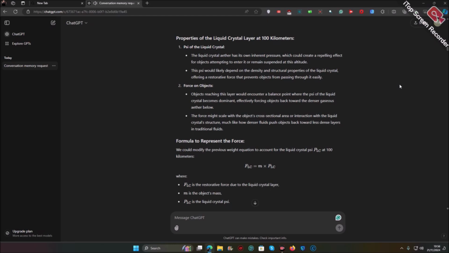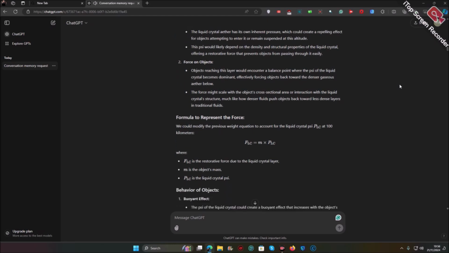2. Force on objects. Objects reaching this layer would encounter a balance point where the psi of the liquid crystal becomes dominant, effectively forcing objects back toward the denser gaseous ether below. The force might scale with the object's cross-sectional area or interaction with the liquid crystal's structure, much like how denser fluids push objects back toward less dense layers in traditional fluids.